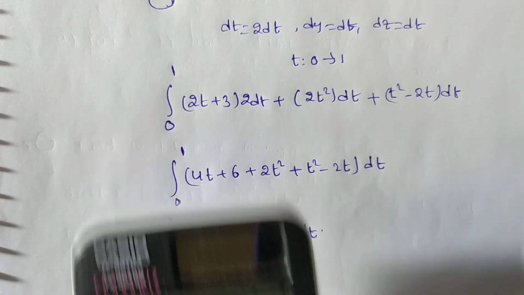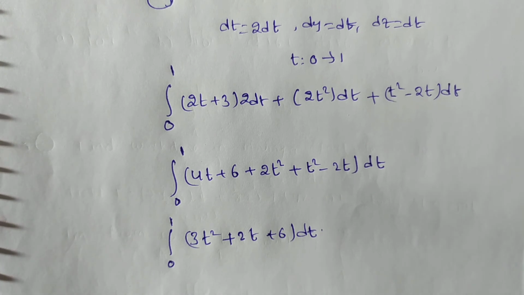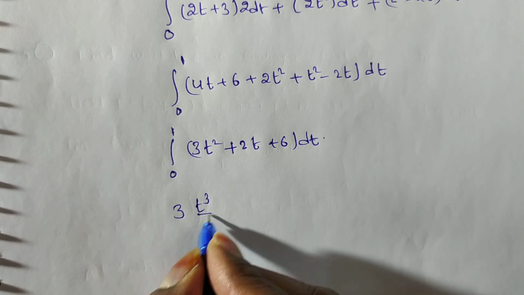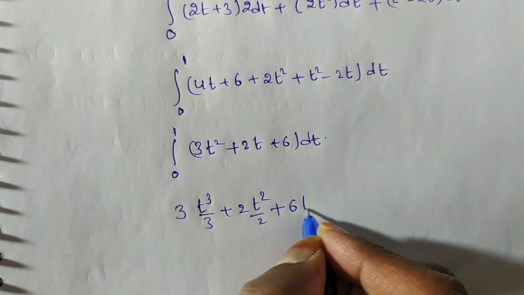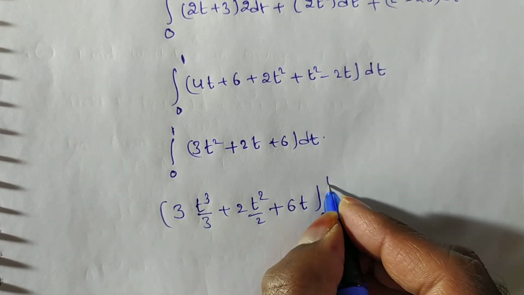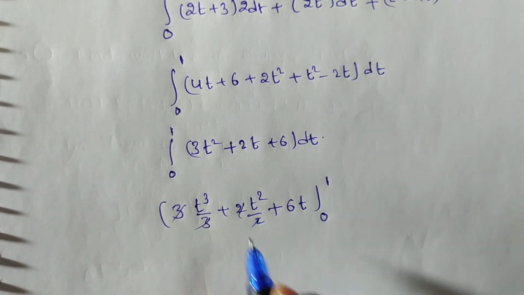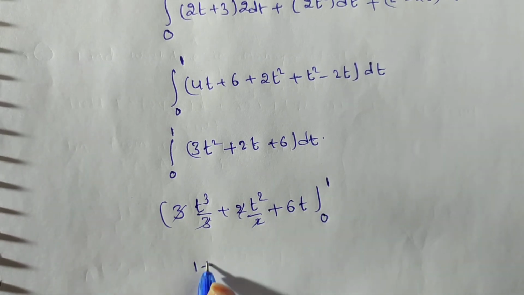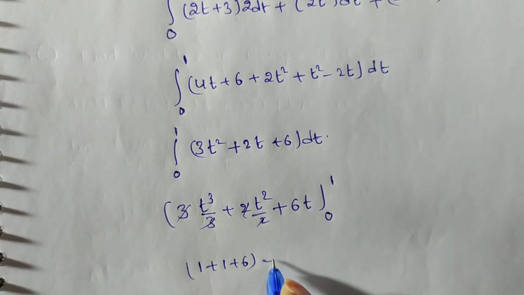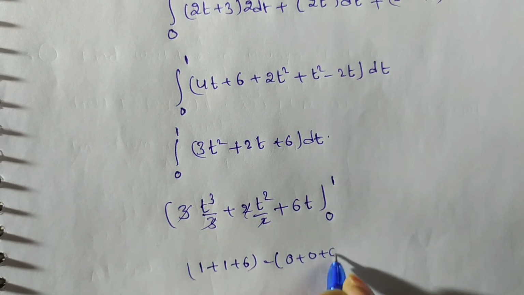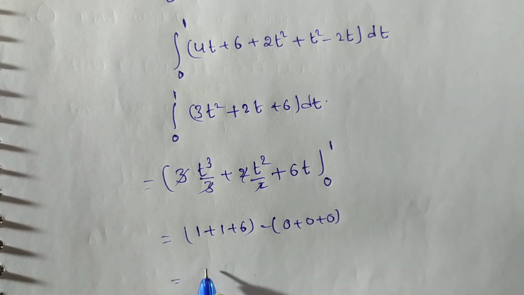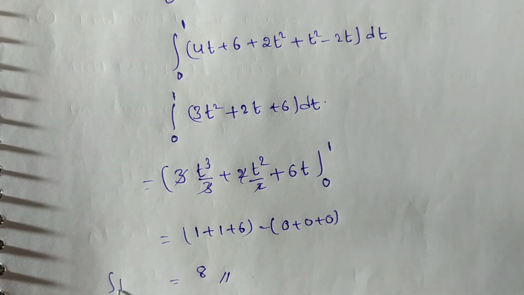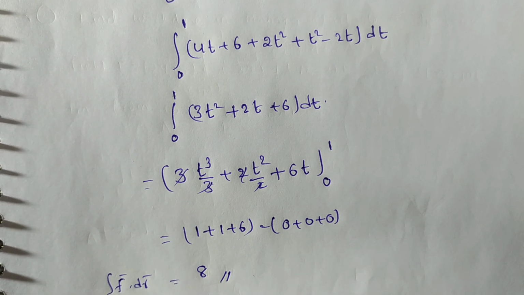But now we have to do it theoretically. So I am doing the integral now. Integral of 3t square is t cube by 3 times 3, plus 2 times the integration of t, t square by 2, plus 6 into t. Now the lower limit is 0, upper limit is 1. The 3 gets cancelled, the 2 gets cancelled. If you substitute the upper limit, 1 plus 1 plus 6, minus 0 plus 0 plus 0. So you tell me now, the total answer is how much? 6 plus 2 means 8. So hence the integral of f bar dot dr bar is equal to 8.